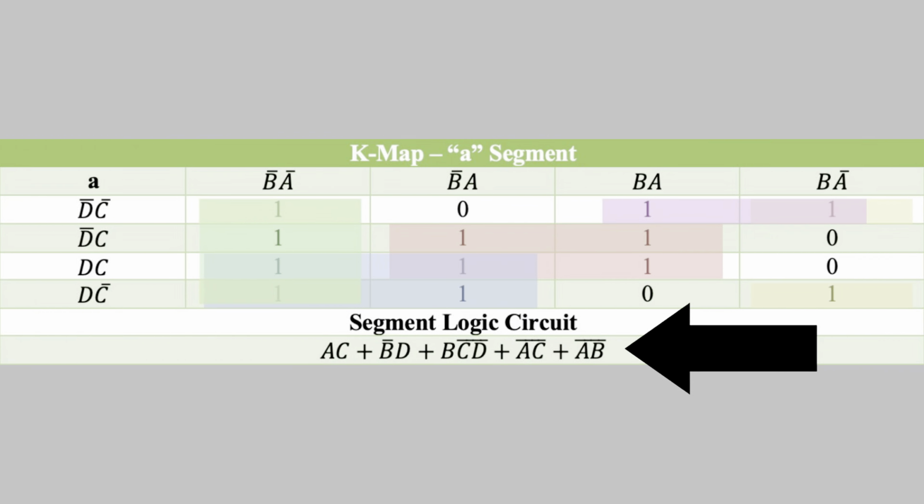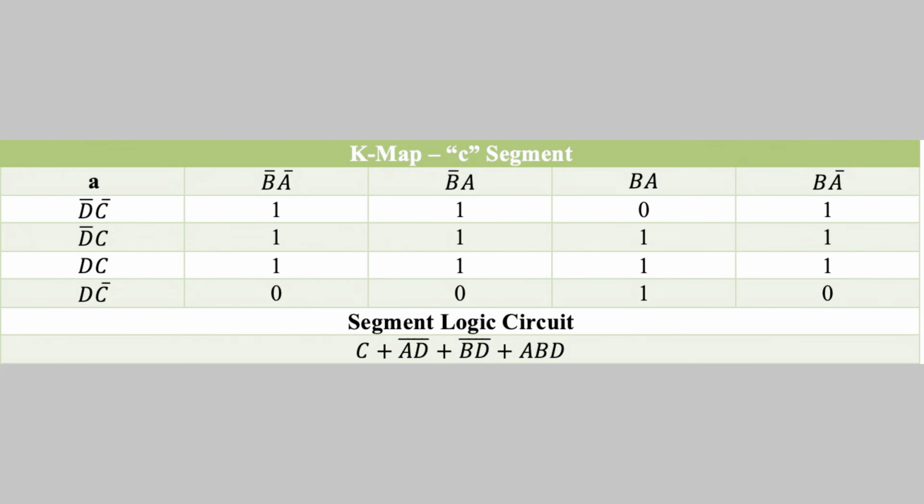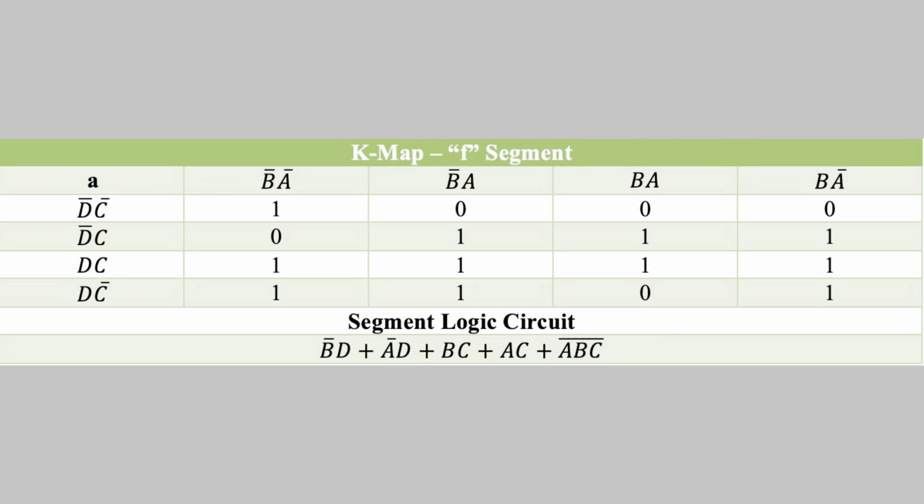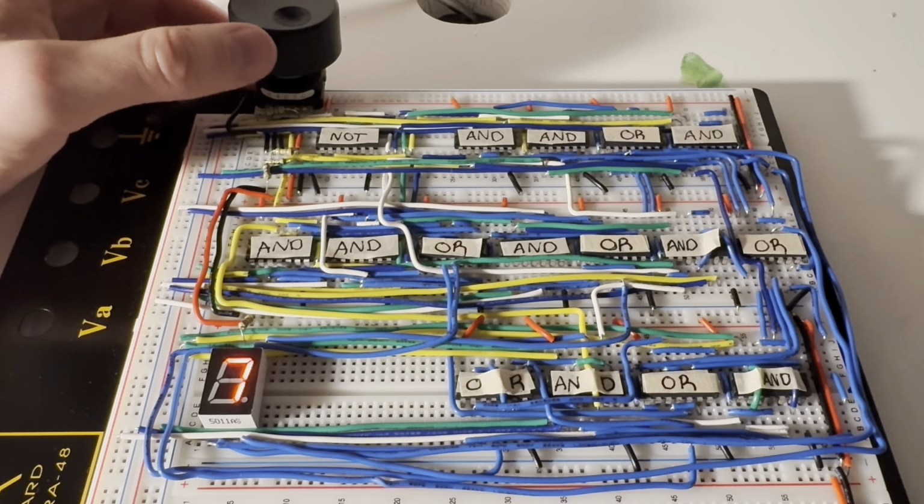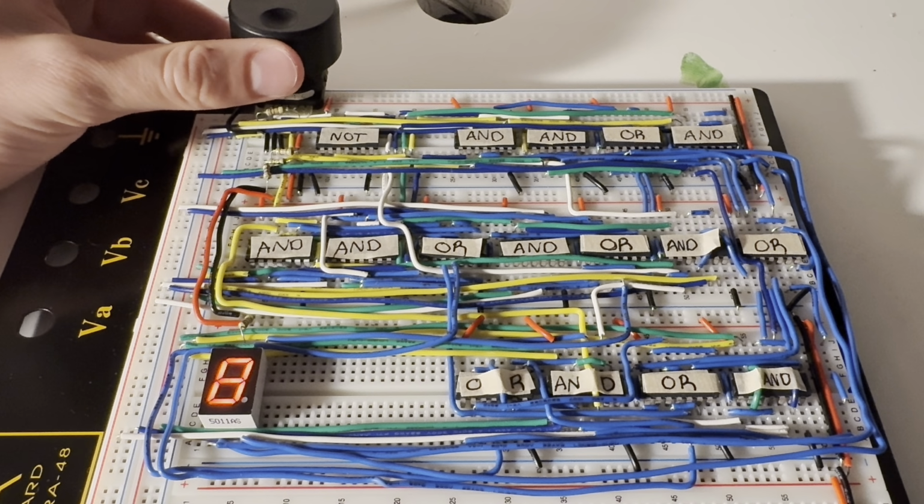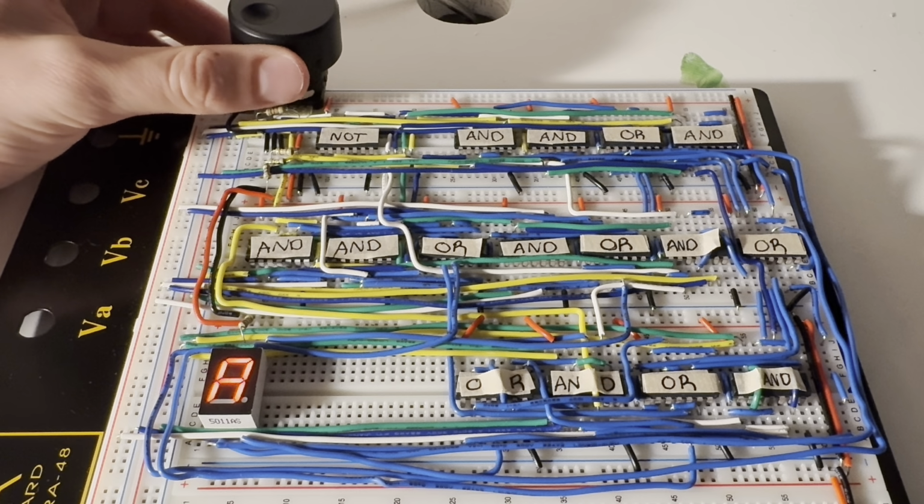Pause the video for the following other segments: B, C, D, E, F, G. The Falstad depictions of each are linked below. However, these tables result in a total chip count of 46 AND gates, 23 OR gates, and 38 NOT gates.